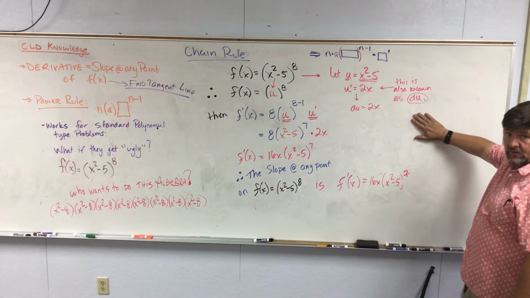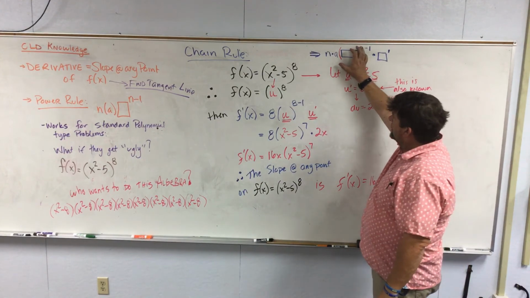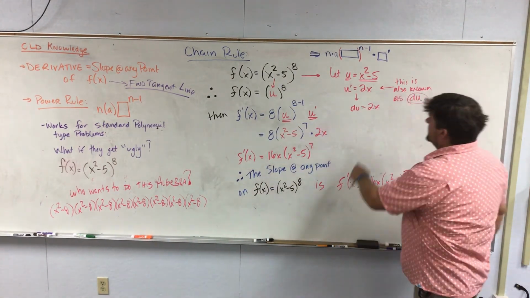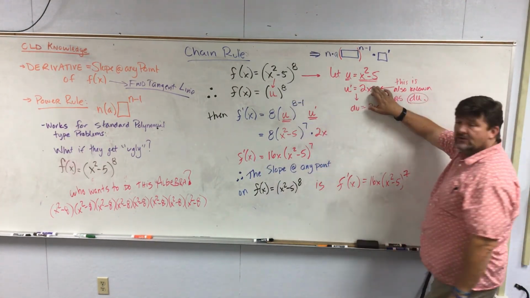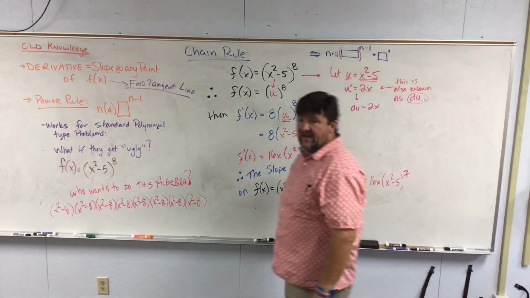That is the chain rule. Shortest version of the chain rule. Derivative of the whole thing using the power rule times the derivative of the inside using u substitution. All right, guys, good luck on that, and we'll talk about this tomorrow. Chain rule.